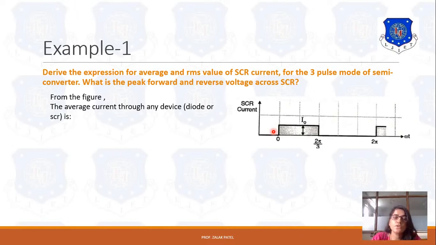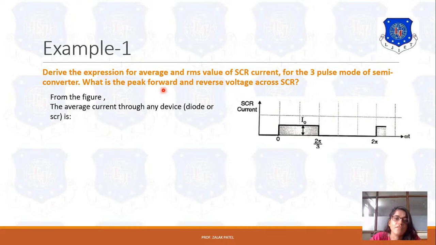Due to this type of construction, the average current through any device is either through the diode or through the SCR. If it is in phase, then the same diode and same SCR will conduct. If it is out of phase, then if S1 is conducting, the diode D2 will conduct, or if SCR1 is conducting, then diode D3 will conduct. But if the same SCR with the same diode operates, meaning S1 and D1 operate, then there is no phase difference.